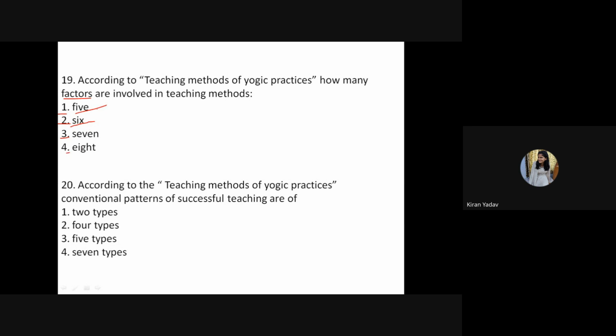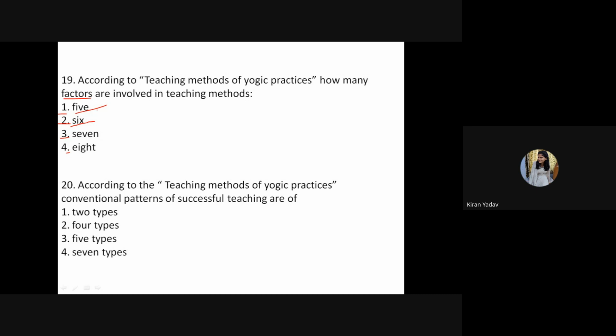If you remember, in chapter number 3, which was meaning and scope of teaching method, we studied teacher, teaching, student means learner, subject, and environment. How many are there? Maybe 6. Just remember whatever is given in that book.